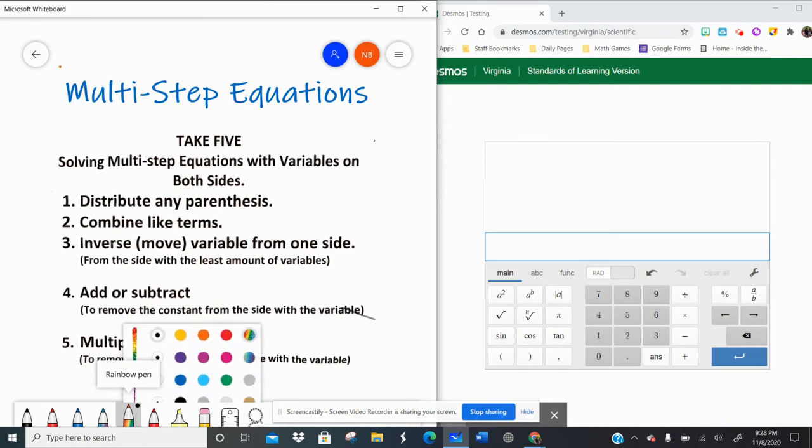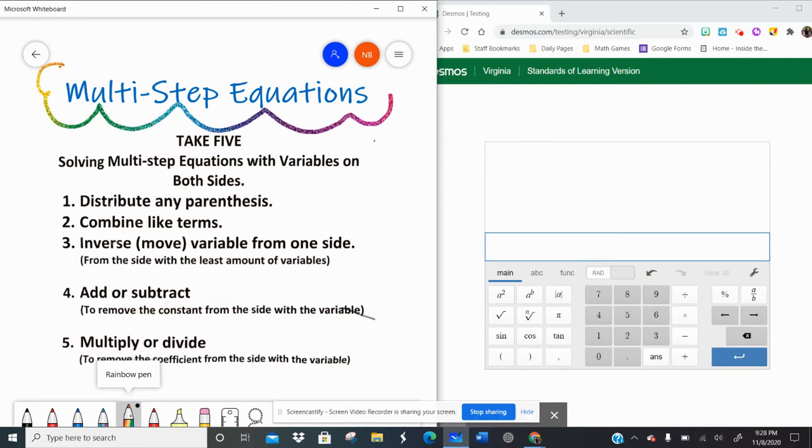Today, we are talking about multi-step equations, right? So fun, and it's kind of like a very complex order of operations problem. But instead of using the order of operations, we use something called Take 5, and that's how we solve multi-step equations with variables on both sides or variables on one side.